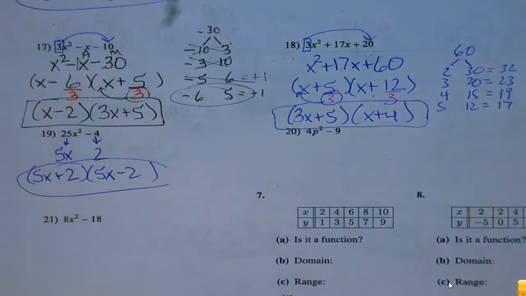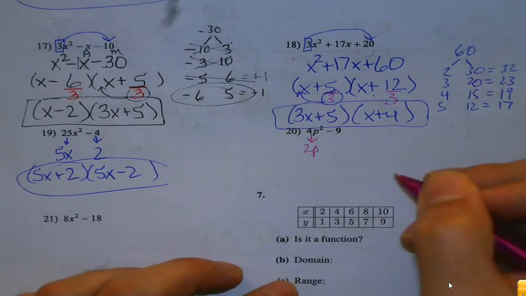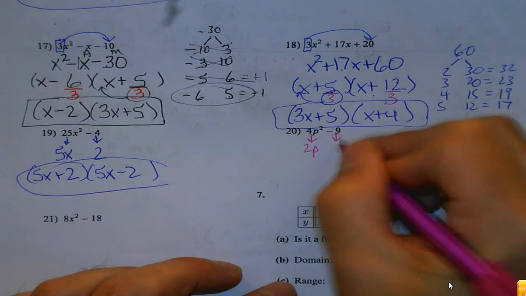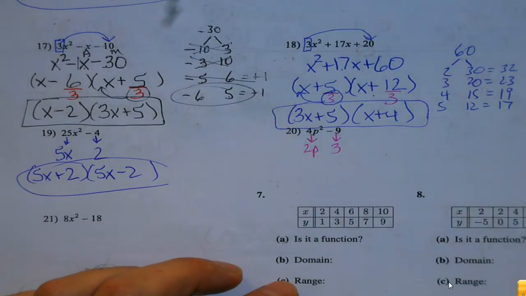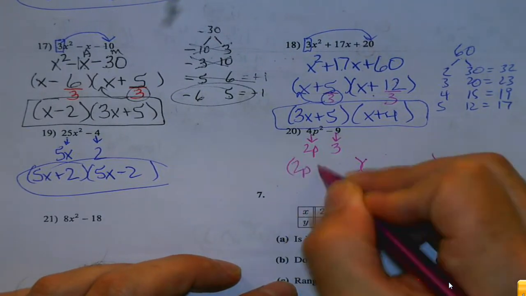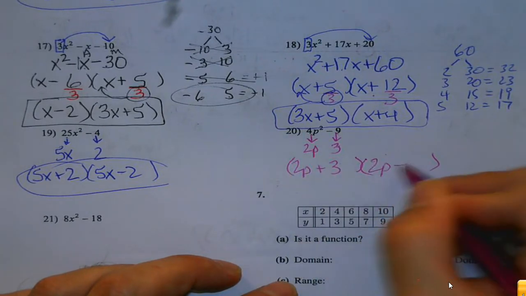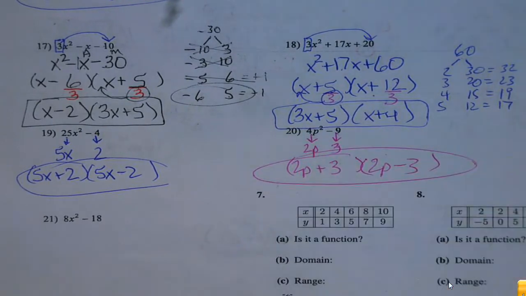And the exact same thing's going to happen on 20. I look at it again and I go, what do I square to get each term? 2 and p. What do I square to get 9? 3. And just follow the pattern. 2p plus 3, first plus second, first minus second.